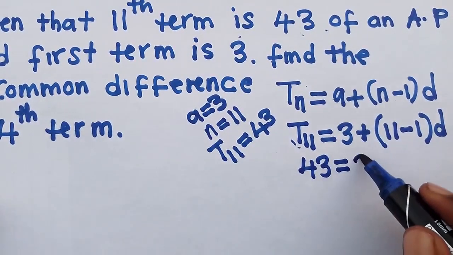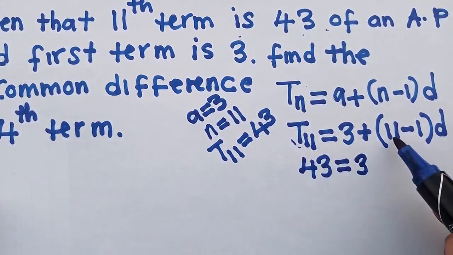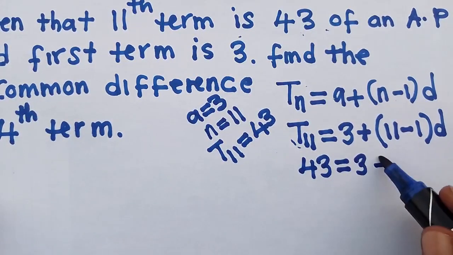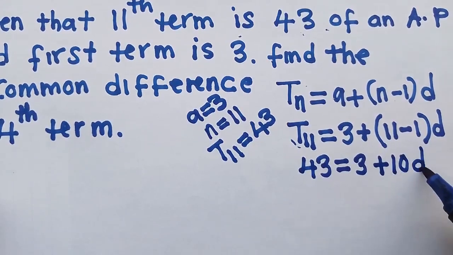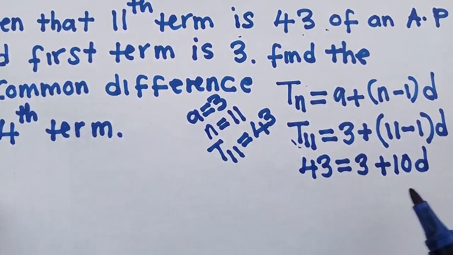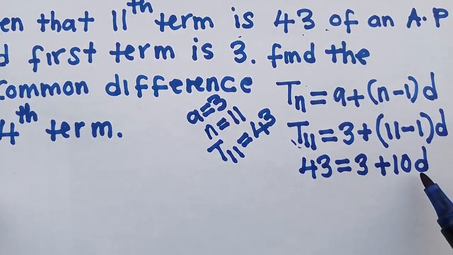Then I say 11 minus 1, it is 10, times d there, so it is plus 10d. This is what I'm going to form. So as you can see, we formed an equation. This is now an equation that we need to solve.